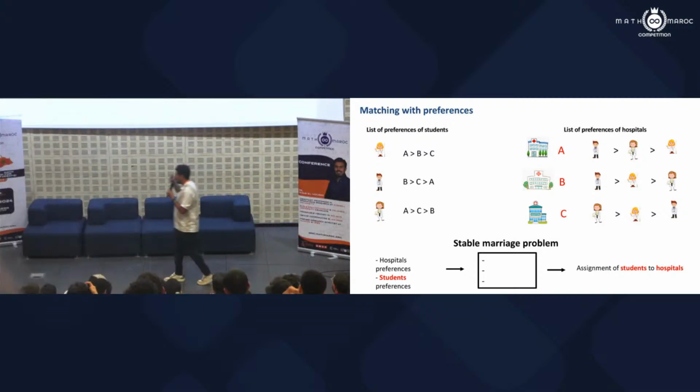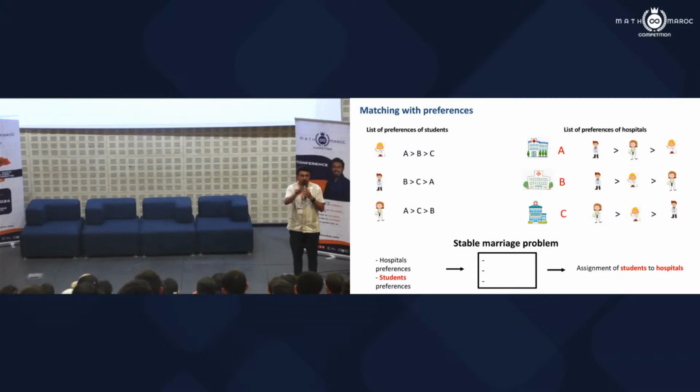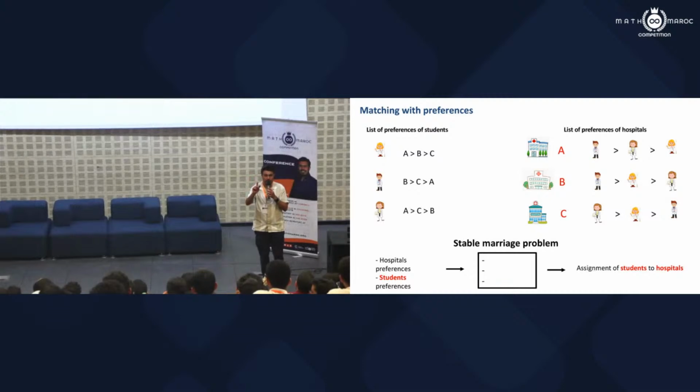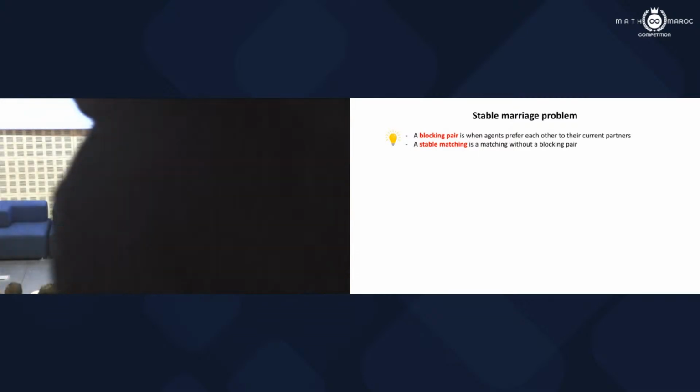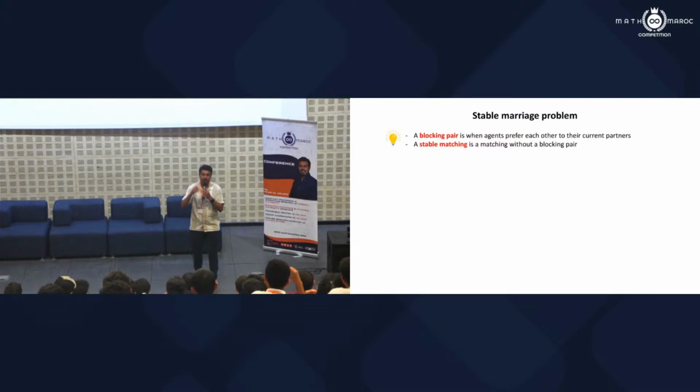So we define a notion called a blocking pair. What is a blocking pair? This is the most important thing that you want to get from this part. Remember that: blocking pair. A blocking pair is when agents prefer each other to their current partners. So I is from one side, let's say it's a hospital, and J is a student. I and J form a blocking pair if they prefer each other. They are matched to somebody, but they prefer each other over the current partner that they have. That means they have incentives to deviate from this matching.